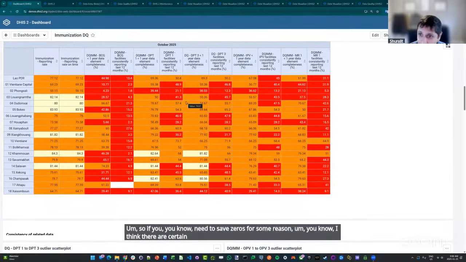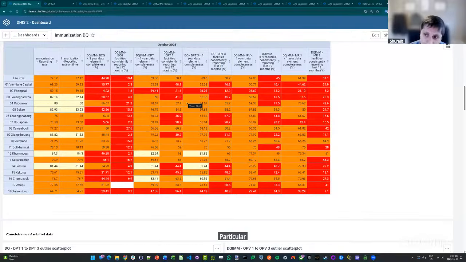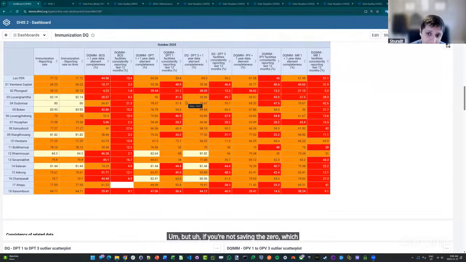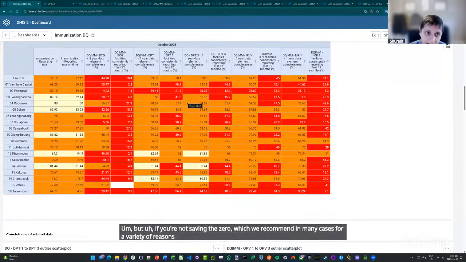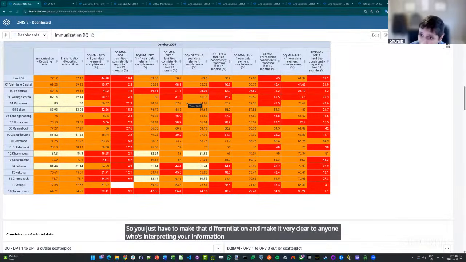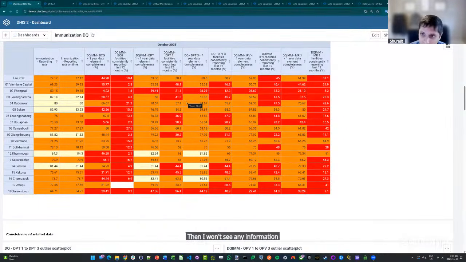I think there are certain cases where it's warranted, particularly for some types of surveillance data, for example. Of course, this is a contentious opinion, but in that case, you might want to save the 0. But if you're not saving the 0, which we recommend in many cases for a variety of reasons, then the blank will be treated the same as a 0 because the 0 won't be saved. So you just have to make that differentiation and make it very clear to anyone who's interpreting your information. When they see a blank and you're not storing zeros, then that zero is not being stored. So if I'm looking at something like data element completeness, for example, then I won't see any information associated with my data element.